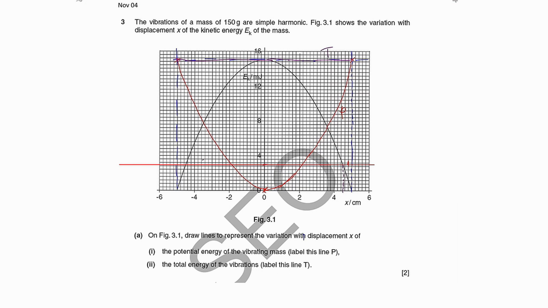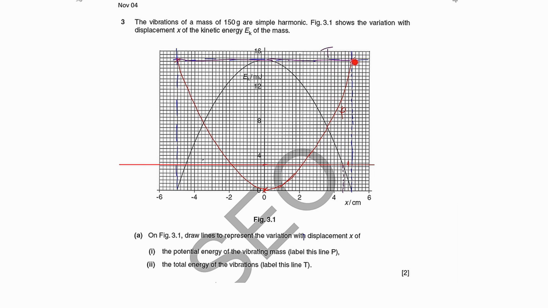So for this question, if you want to draw the potential energy, remember they already drew the KE for you. The CAIE, right? Some of the things you must be careful about: since this is energy versus displacement, this represents the amplitude. So when you draw the PE graph, don't exceed this value. That means this is your amplitude. So this is your maximum.